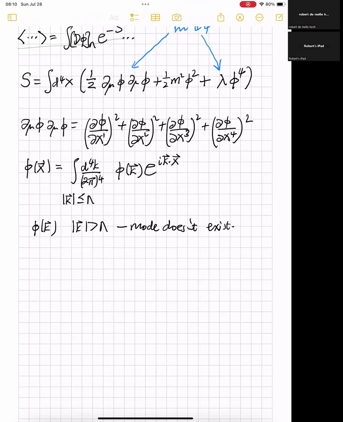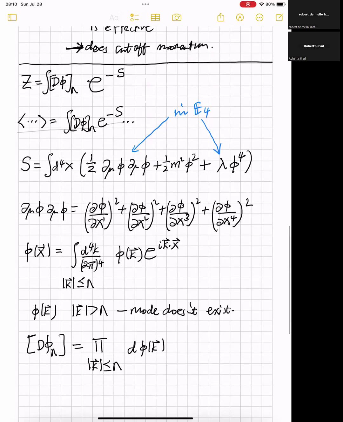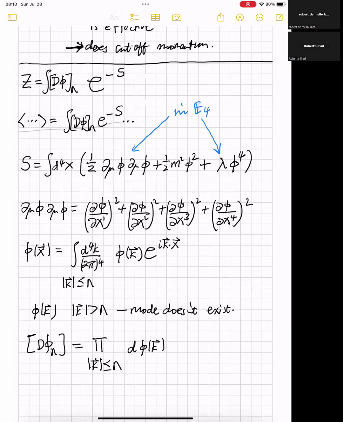up to some momentum. And that means when I do the path integral, well, integrating over all functions φ(x) is equivalent to integrating over all possible modes φ(k). So the path integral measure becomes an integral over the mod of k less than or equal to Λ of dφ(k). So this is what I mean by the measure that appears in my path integral defining Z, and also in the path integral that I would use to define correlation functions in Euclidean space.